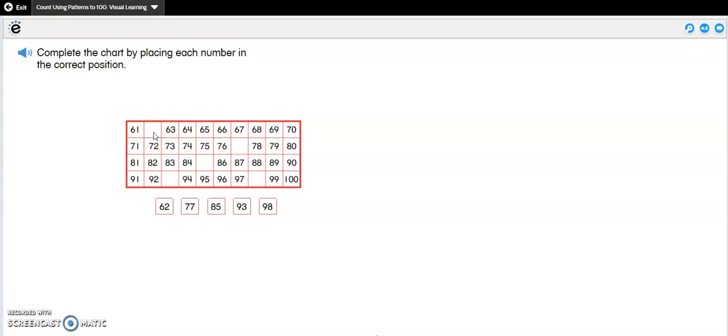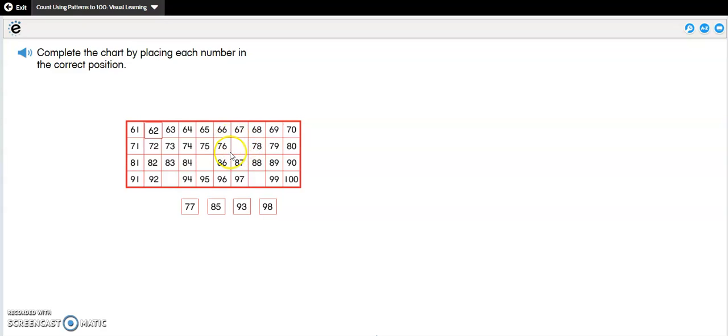In order to find what number goes here, we can always look at the number that comes before and the number that comes after. So the number that comes before is 61. The number that comes after is 63. What do these two numbers have in common? They both have 6 in the tens place. So let's see if we can find a number that has 6 in the tens place. Here's one. And then we can check by counting.